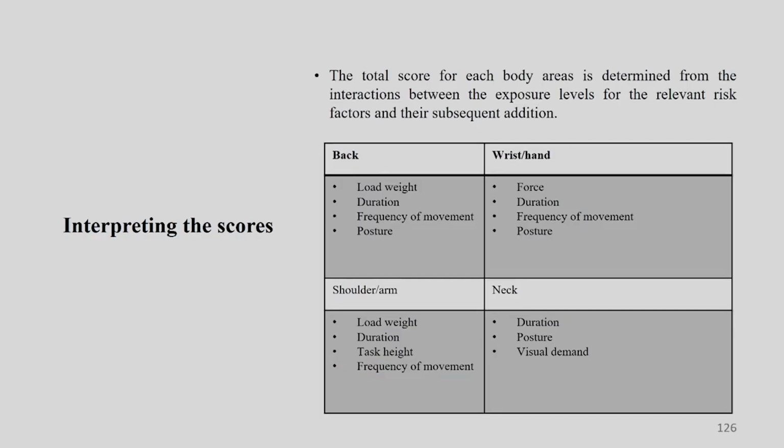The total score for each body area is determined from the interaction between the exposure levels for the relevant risk factors and their subsequent addition. For the back you have load, duration, frequency of movement and posture. For the wrist or hand you have force, duration, frequency of movement and posture. Like that you have for the shoulder, for the neck. These are the ways where you can do your intervention or design changes.